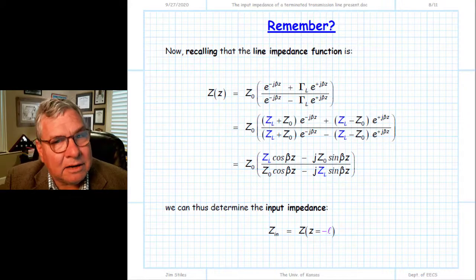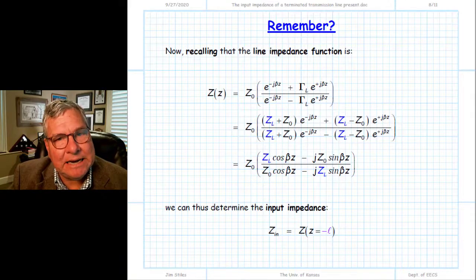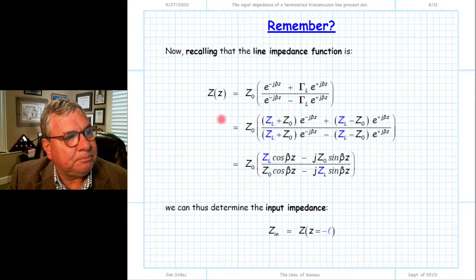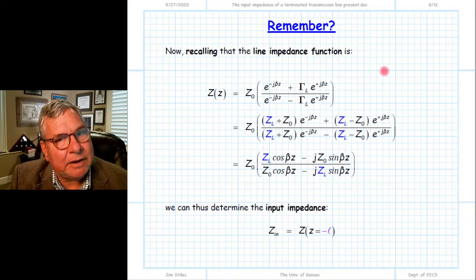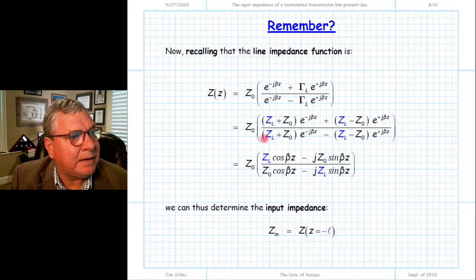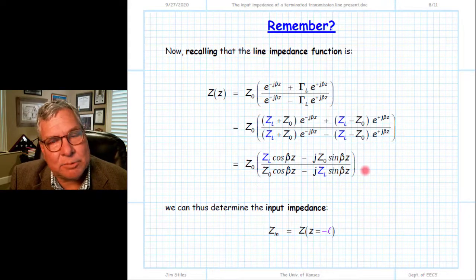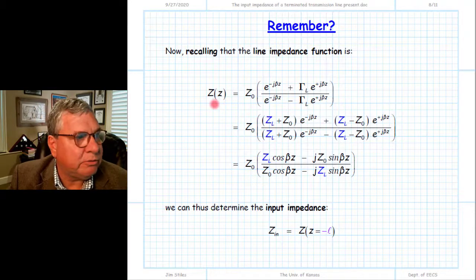So let's do that. Let's take our line impedance function and evaluate it at the position Z equal to minus L. Recall this is our line impedance function with gamma L in there. Gamma L, of course, we know is the difference of ZL and Z0 divided by the sum of the two. We insert that in there, we get this relationship, or if we use Euler's equation, we can write this relationship in this way. So all three of these expressions are correct with respect to the line impedance function. We can use any of them.